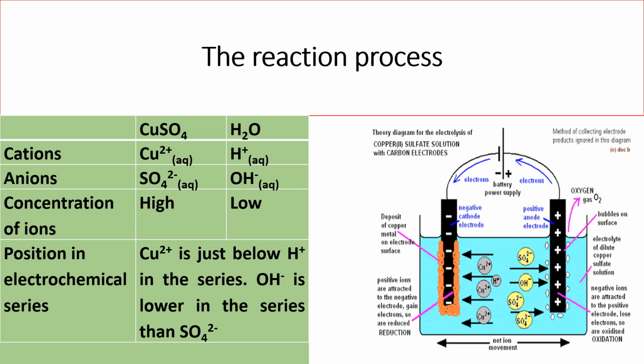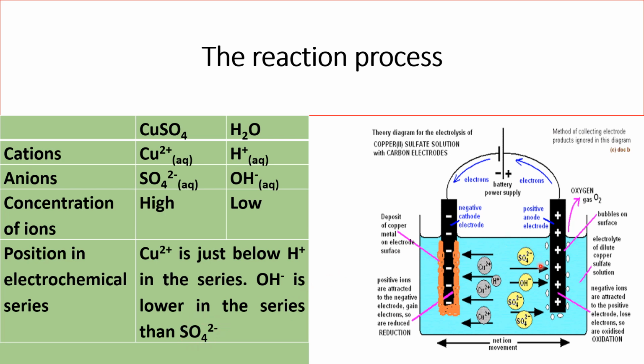Let's look at the reaction process. We can see these are the ions produced by CuSO₄, that's copper(II) tetraoxosulfate(VI). This is the cation from CuSO₄, and this is the anion from CuSO₄. These are the ions produced by H₂O: H⁺, the cation, and OH⁻, the anion. By concentration, the concentration of CuSO₄ is higher than that of the ions produced by H₂O. And by position, Cu²⁺ is just below H⁺ in the electrochemical series, while OH⁻ is also below SO₄²⁻ in the electrochemical series.